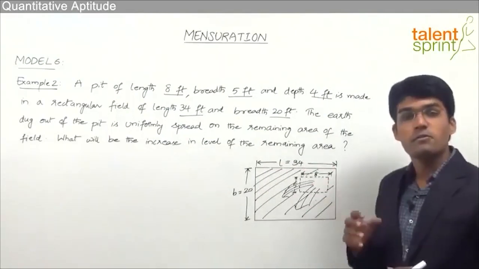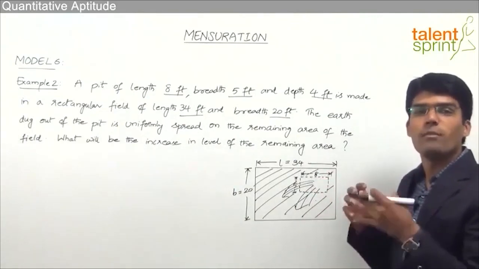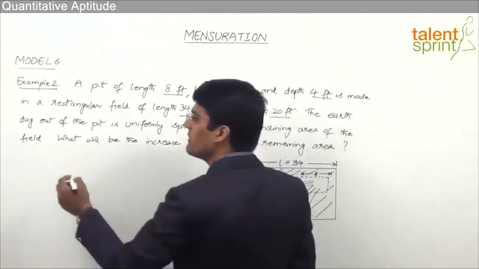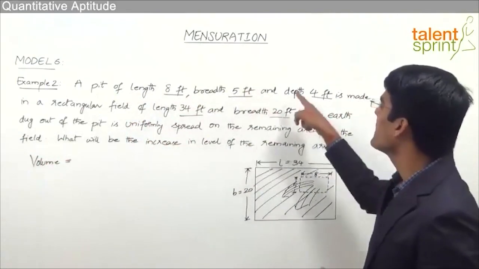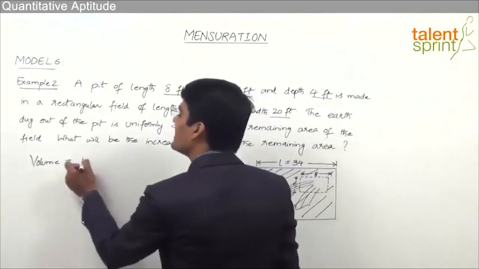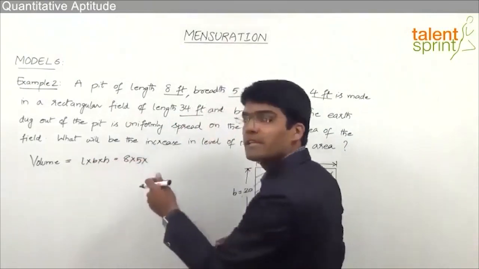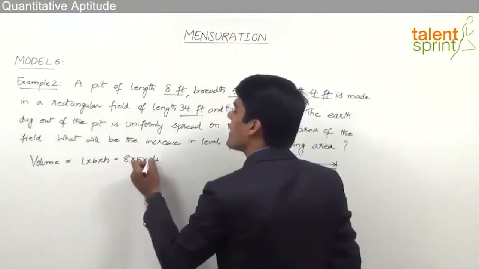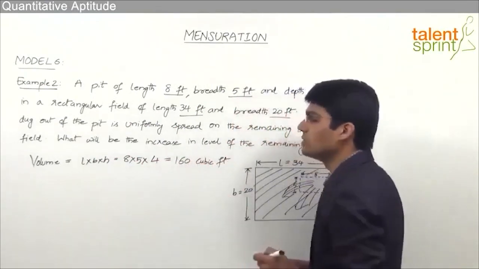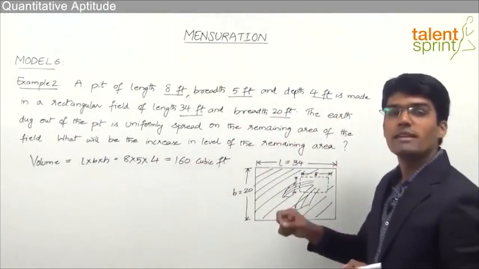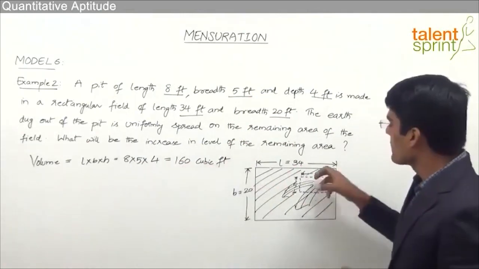Now to solve this question, we need to first find out how much of earth is dug out from this pit. That is, how much volume of mud comes out from the given pit. Volume of this pit will be nothing but volume of the cuboid. Why? Because this pit is in the form of a cuboid. Length 8, breadth 5 and depth 4. So we know that volume of a cuboid is length into breadth into height. So it can be taken as 8 into the breadth is 5 and height is nothing but the depth here, that is equal to 4. So 8 into 5, 40 into 4, 160. This is 160 cubic feet, because volume is always measured in terms of units cube. So cubic feet here. So this much of earth or this much of mud is taken out from this pit.